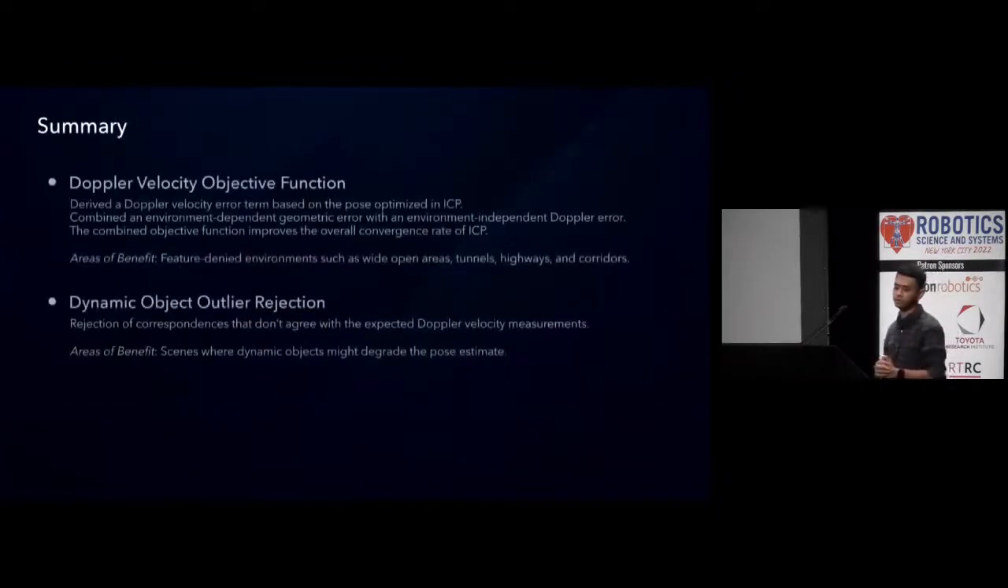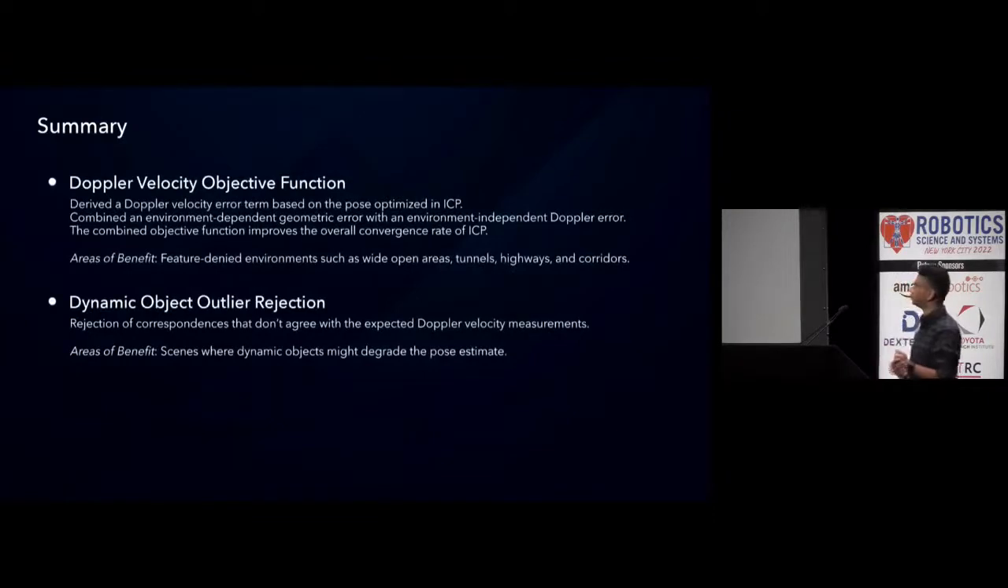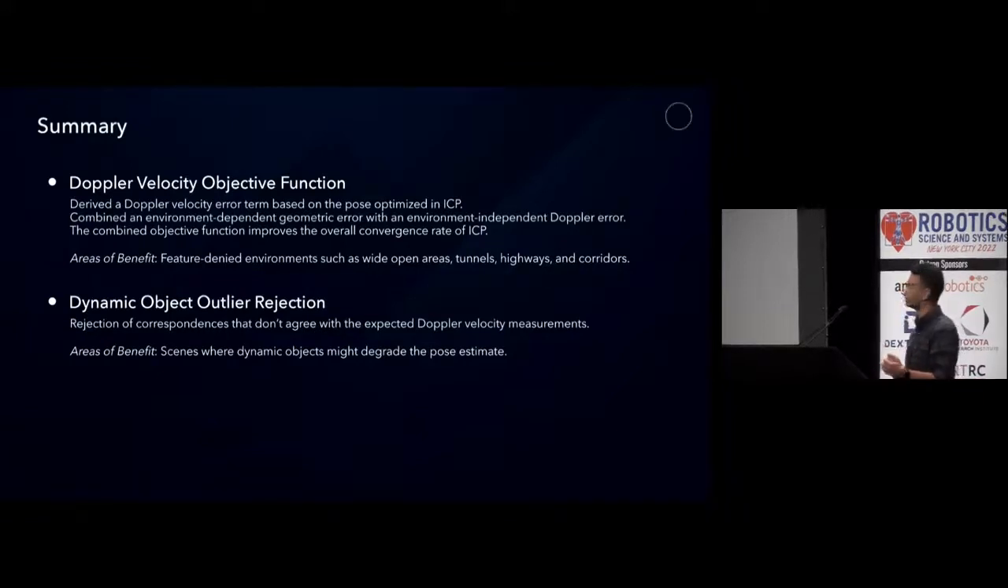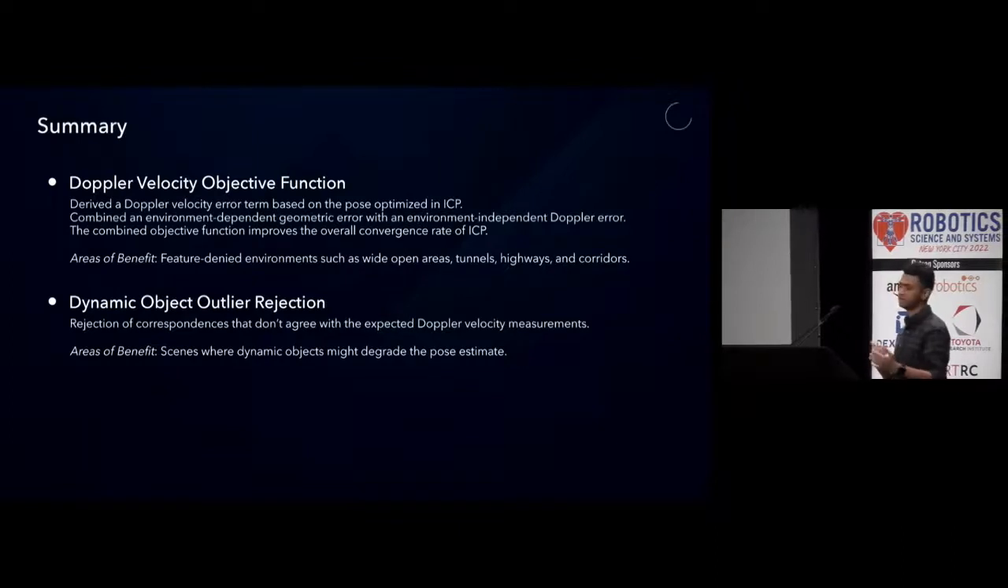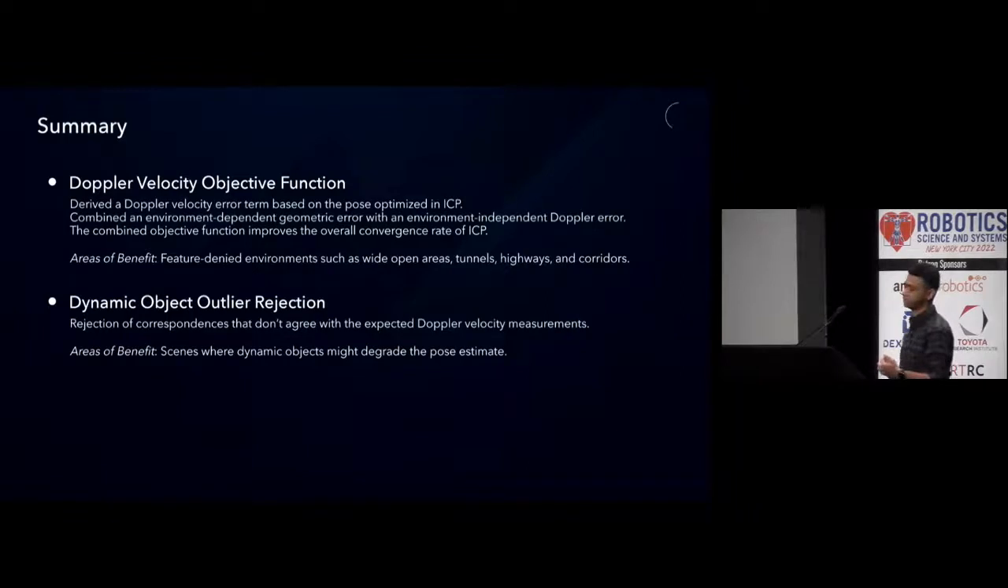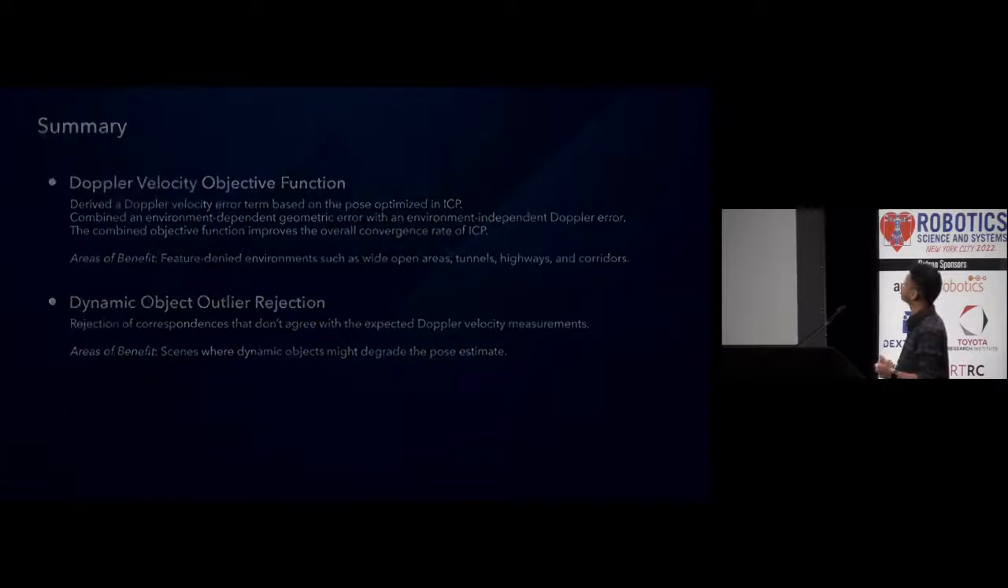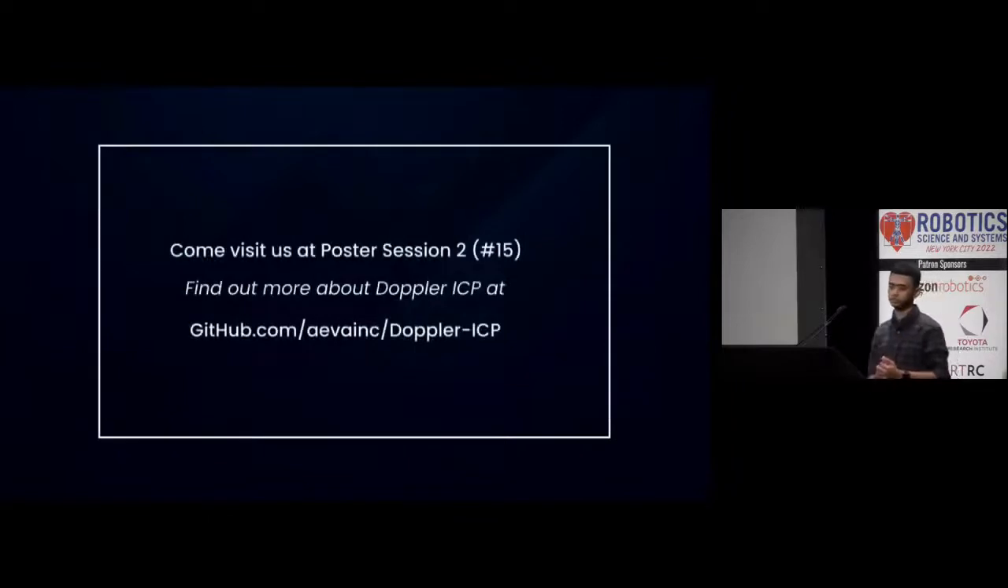In summary, we present a new Doppler velocity error term that is independent of the geometric structure of the environment. The combined Doppler ICP objective not only achieves significantly lower registration errors, but we also observe that it helps the ICP algorithm converge faster in all other scenarios. We also presented a simple method to reject dynamic outlier points based on the expected Doppler velocity measurements. Do join us at the poster session later to know more.